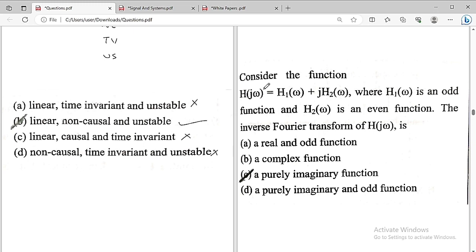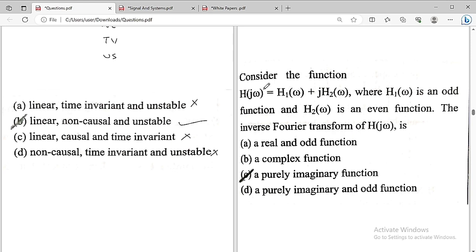See the question here. The question says: consider the function H of j omega is equal to H1 of omega plus j into H2 of omega, where H1 of omega is an odd function and H2 of omega is an even function. The inverse Fourier transform of H of j omega is, listen carefully, consider the function H of j omega equal to H1 of omega plus j into H2 of omega, where H1 of omega is an odd function and H2 of omega is an even function. The inverse Fourier transform of H of j omega is.